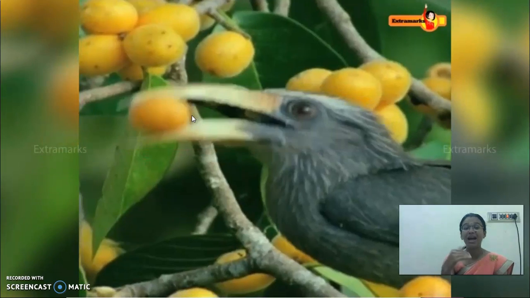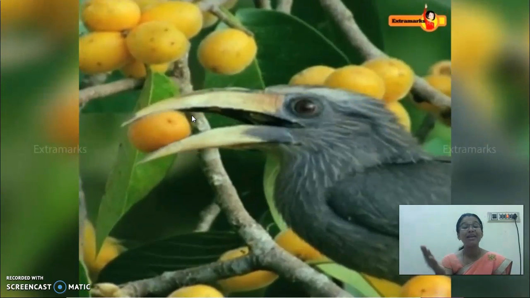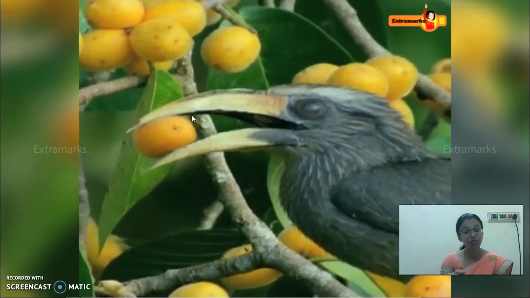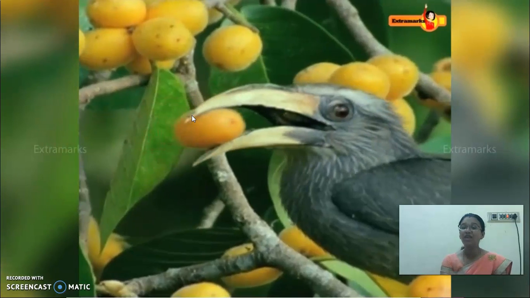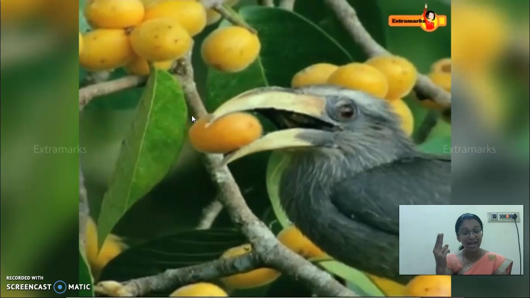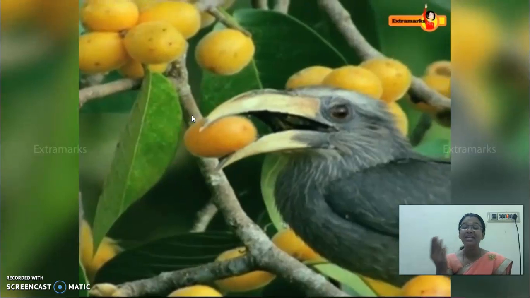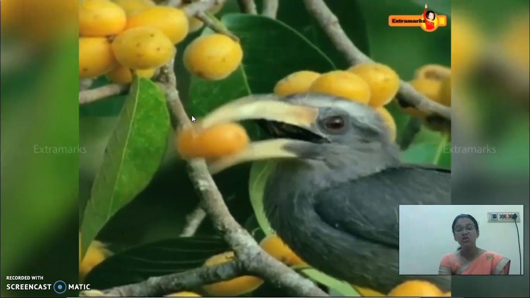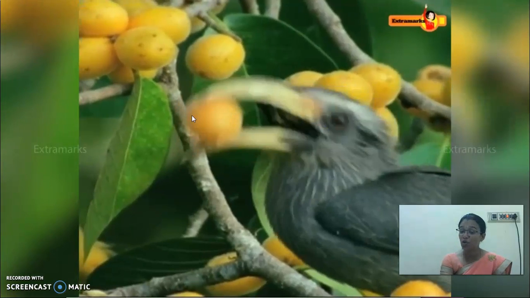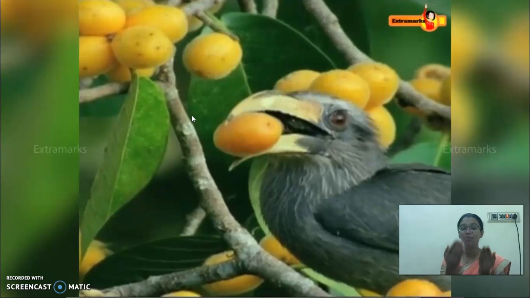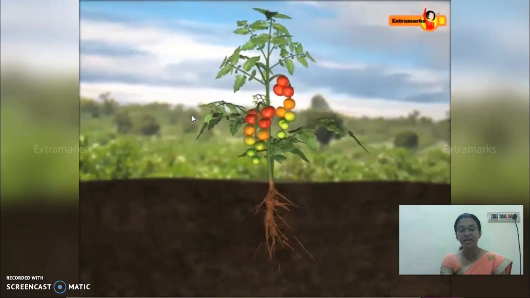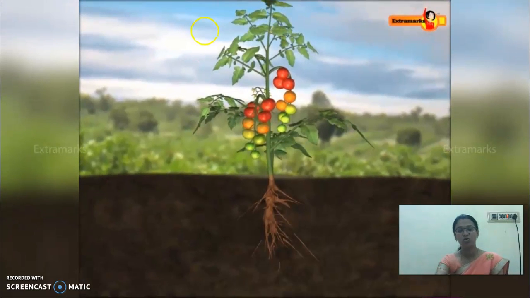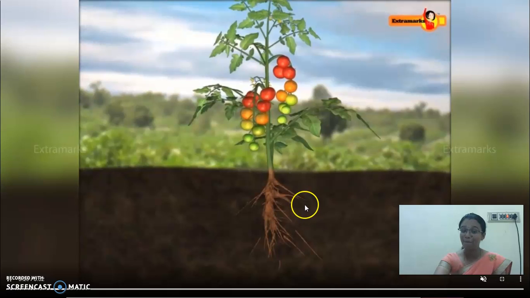But other things depend on others for their food, like human beings, animals, and birds. So they are called heterotrophs. Those which are able to prepare their own food are called autotrophs, and those which depend on others are heterotrophs.